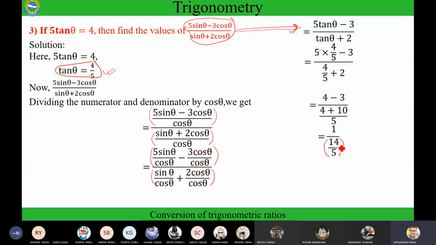So 1 divided by 14 upon 5, the reciprocal will be something like this, 1 into 5 by 14, and this is equals to 5 upon 14.